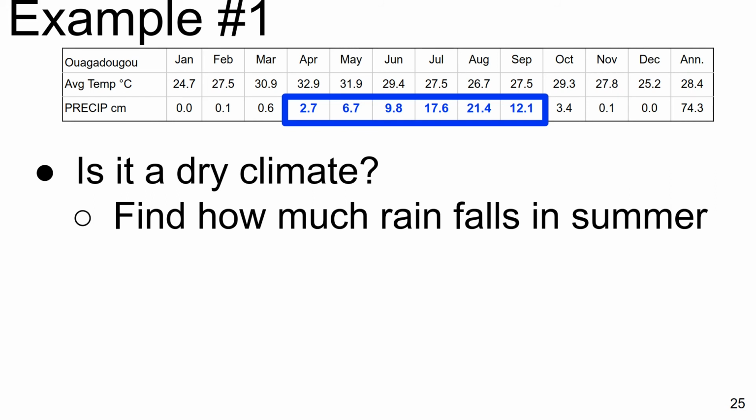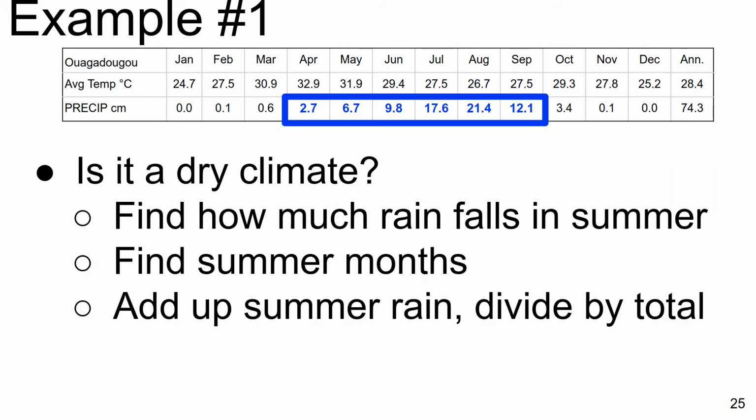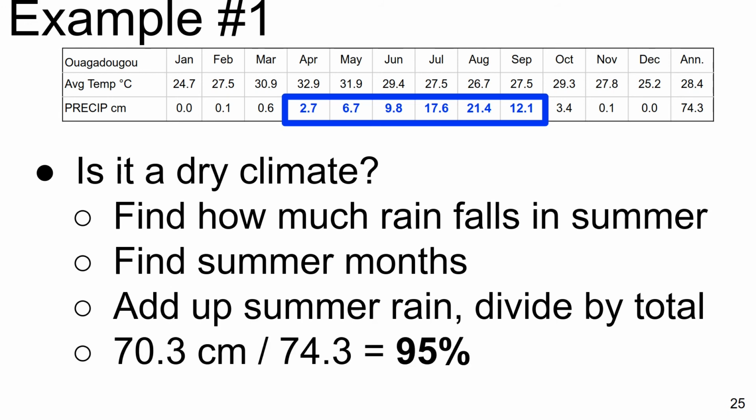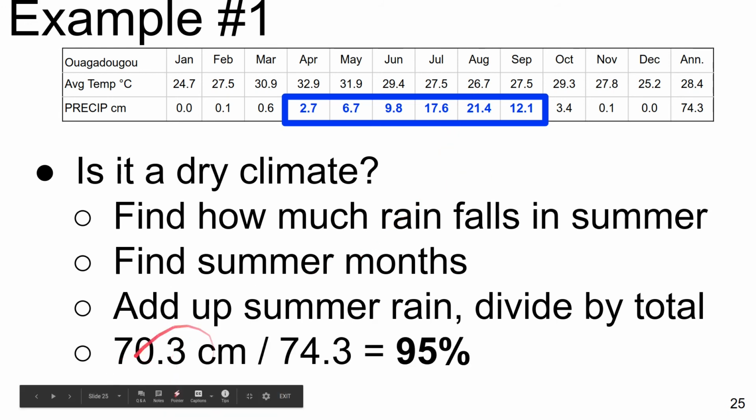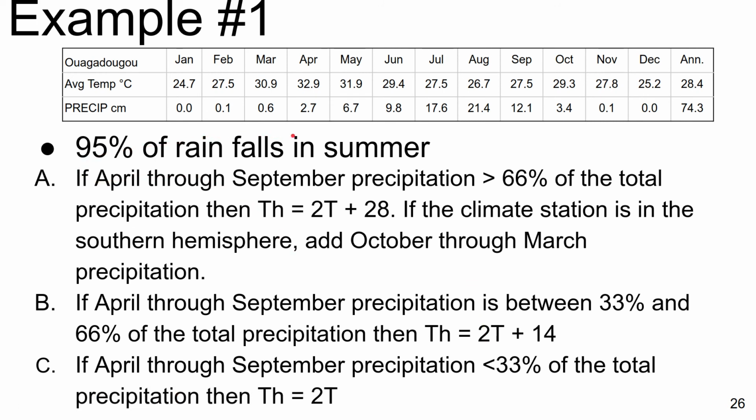So how much rain falls in the summer? We're just going to add those numbers up: find the summer months, add up the summer rain. The summer rain added up to 70.3 centimeters. The annual total is 74.3. Summer rain divided by the total gives us the percent as summer rain. This is 95%. So we know that 95% of the rain fell in the summer.